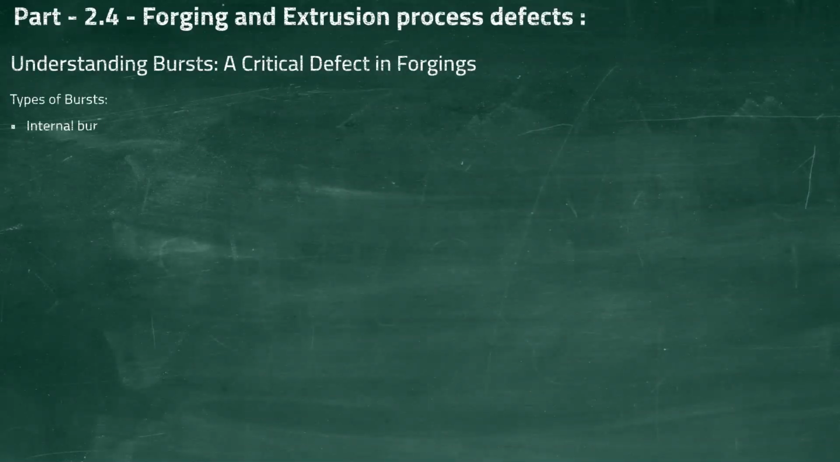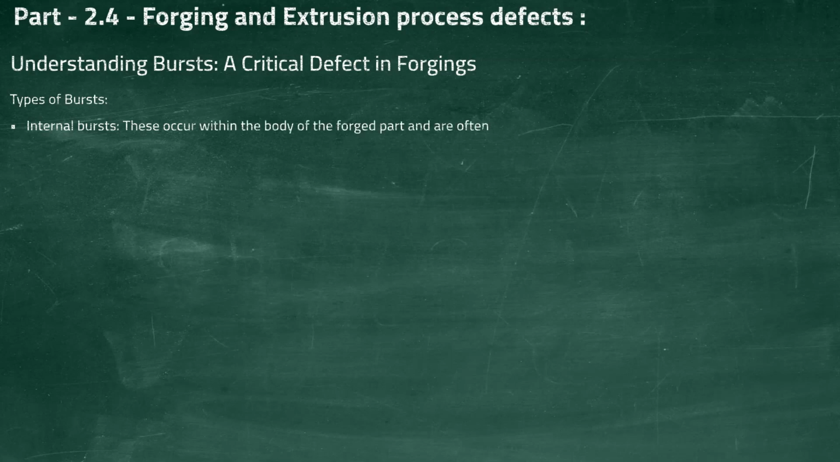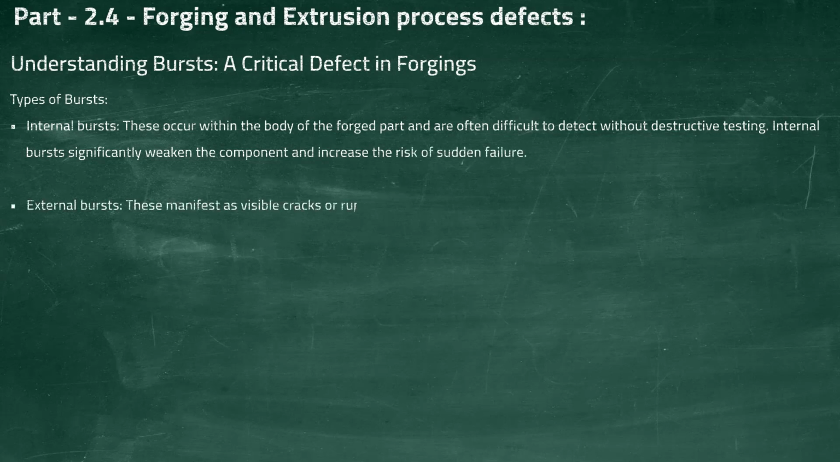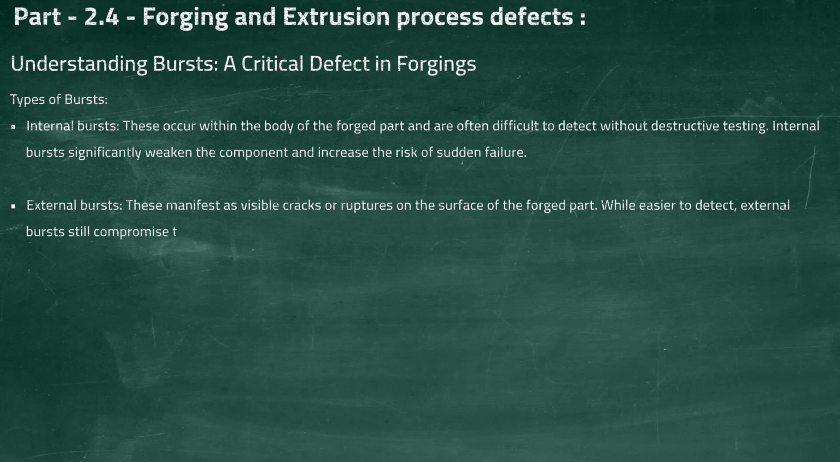Types of bursts. Internal bursts. These occur within the body of the forged part and are often difficult to detect without destructive testing. Internal bursts significantly weaken the component and increase the risk of sudden failure. External bursts. These manifest as visible cracks or ruptures on the surface of the forged part. While easier to detect, external bursts still compromise the structural integrity and aesthetics of the component.